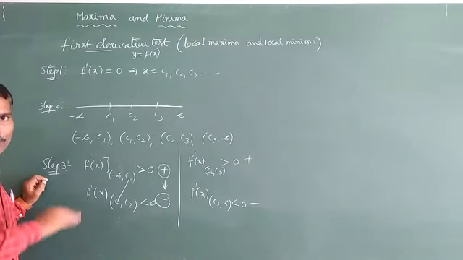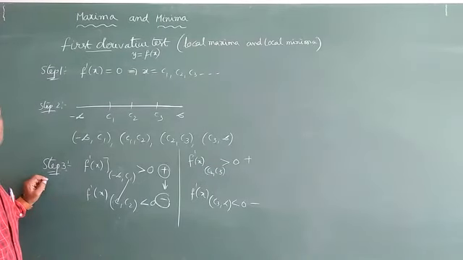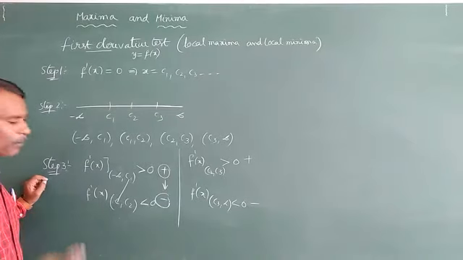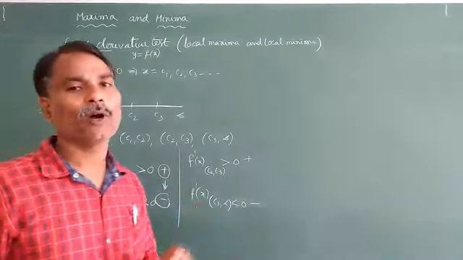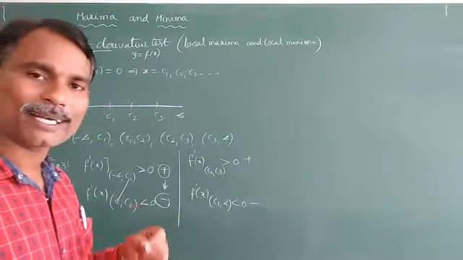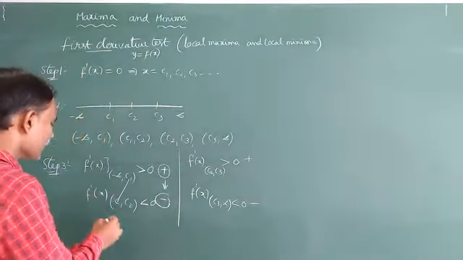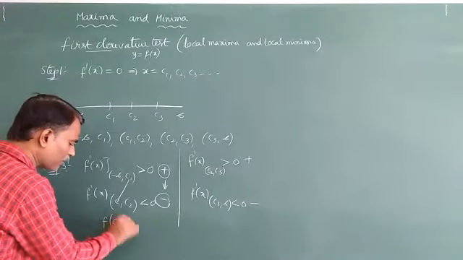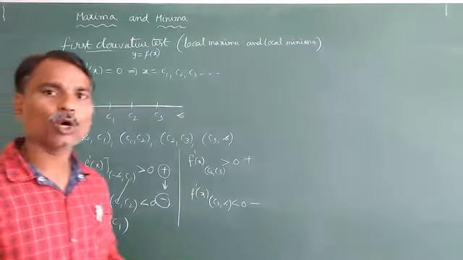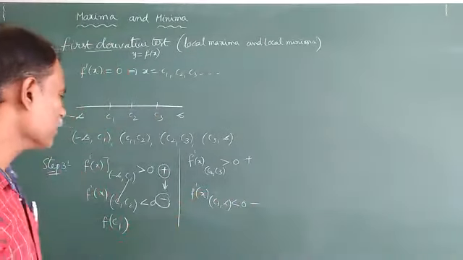So at C1, the plus value is changing into minus. That is called the local maxima point. Plus changing to minus means local maxima. So C1 is the local maximum point, and f of C1 is the local maximum value.